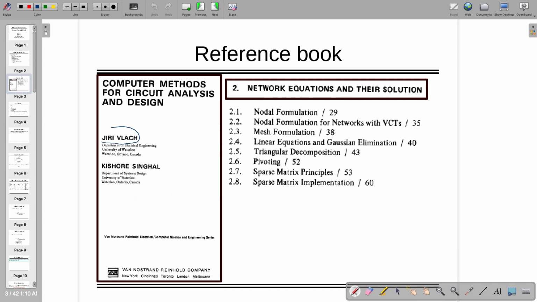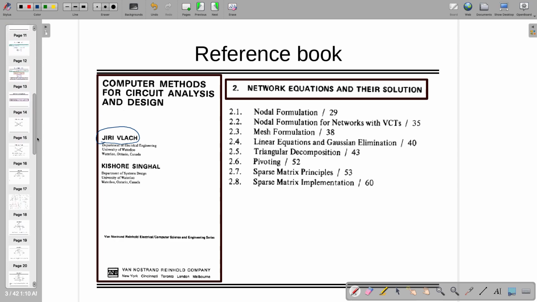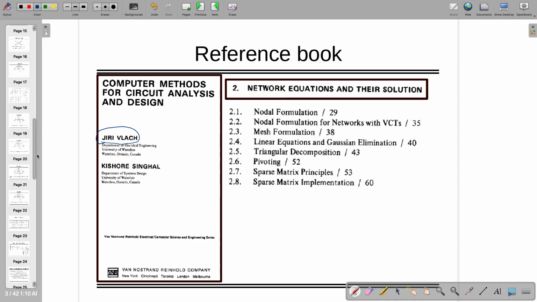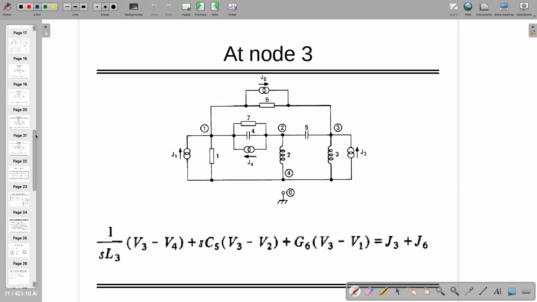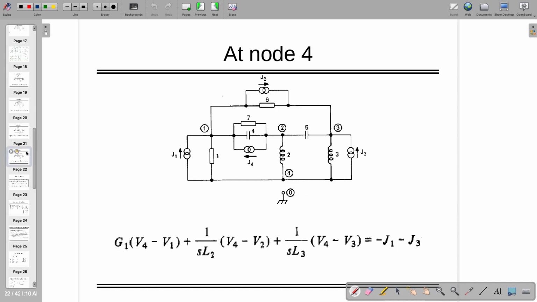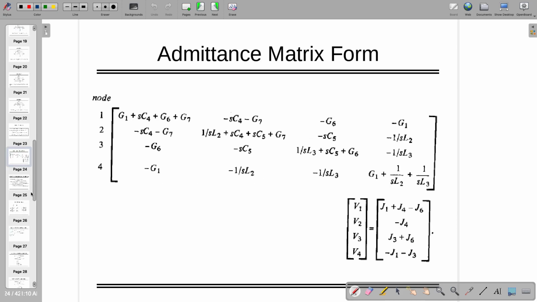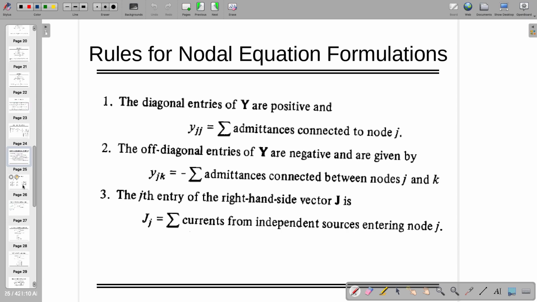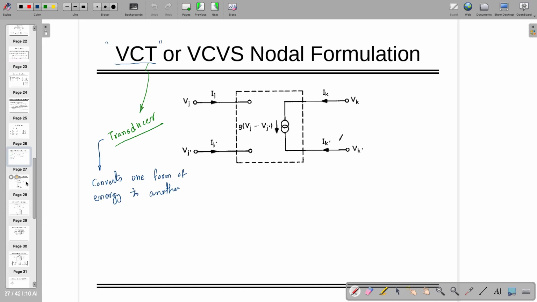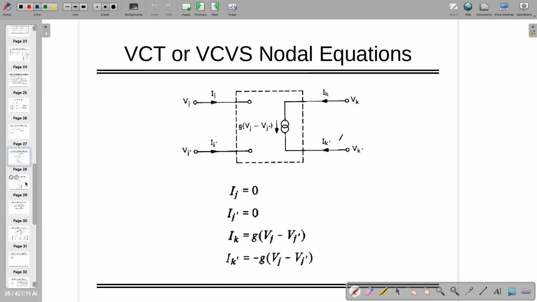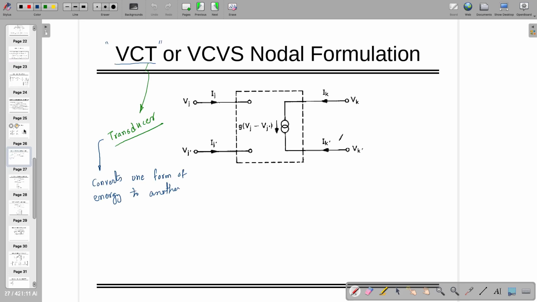It's Sedra Smith, right? So it's available online, right? I don't know whether it's available in our library or not. Vijender, is it available in the library? Okay, I'll give you a soft copy if you want. But it's downloadable, right? You can go to some pirated place, right? Okay, so this is VCT, voltage to current transducer.